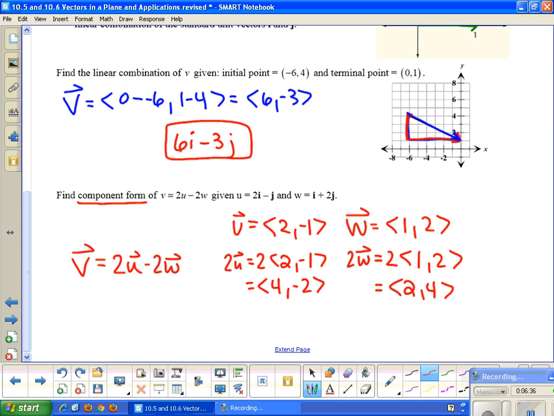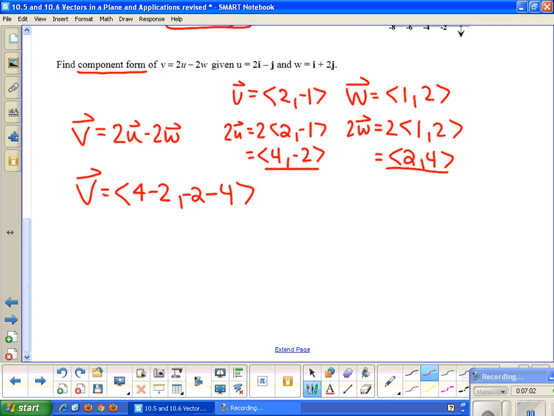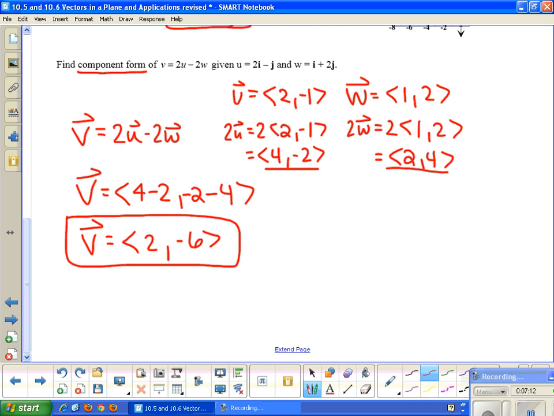And then the last step would be to subtract those two, and remember the order in which you subtract does matter. So for vector v, we're taking 2u minus 2w, so we have 4 minus 2, comma, negative 2 minus 4, and then we end up with the new vector v being equal to 2 comma negative 6. So that would be my new vector.